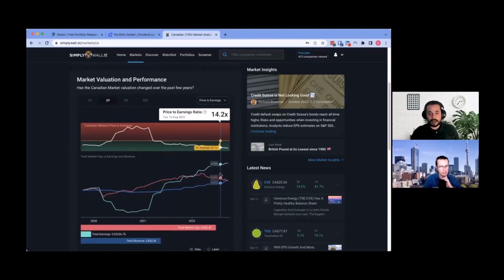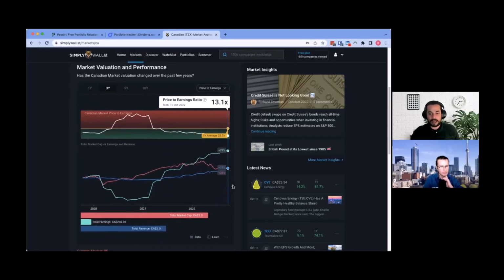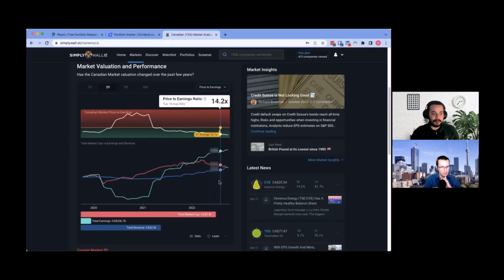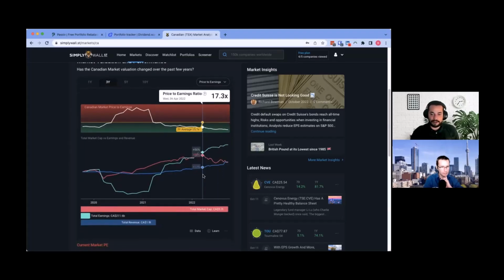Just below it, they also help you understand how the markets are performing relative to the total market cap and revenue, as well as earnings. Usually you want to see a chart that's semi-correlated. But from my point of view, it's very, very interesting as well.